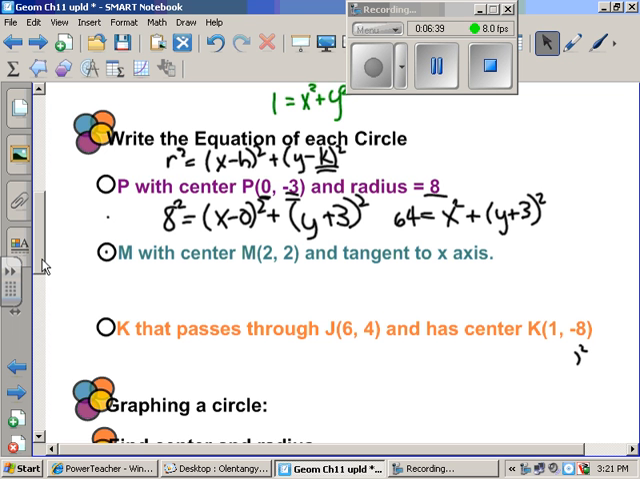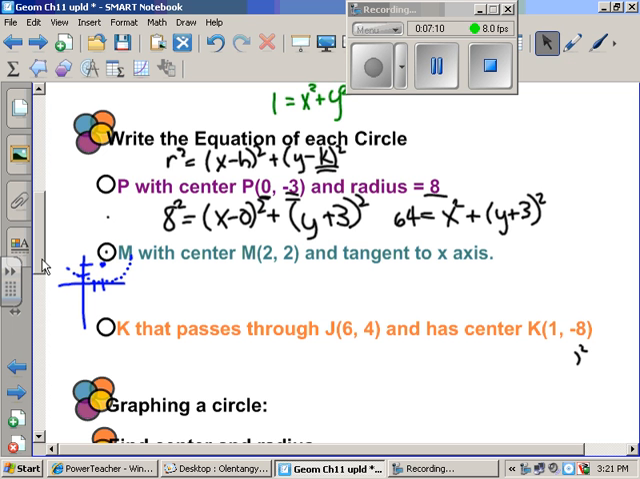Circle M has a center of (2, 2), and it's tangent to the x-axis. They didn't give us a radius, but they did give us enough clues to find it. If its center is at (2, 2) and it's tangent to the x-axis, then if I draw it, it's going to go right by the x-axis, touch it, and then move on.